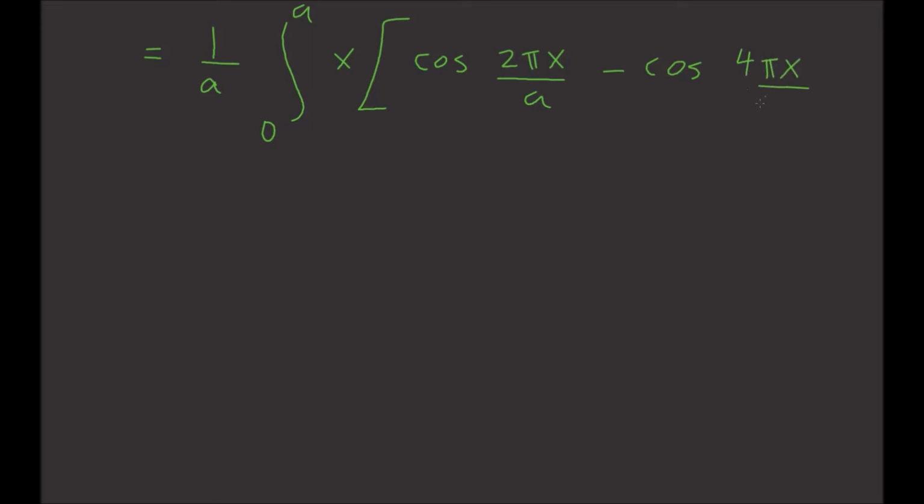Now the trig identity that I introduced earlier comes in handy. So now we have the remaining integral equals 1 divided by a times the integral from 0 to a of x times (cosine of 2 pi x divided by a minus cosine of 4 pi x divided by a) dx.